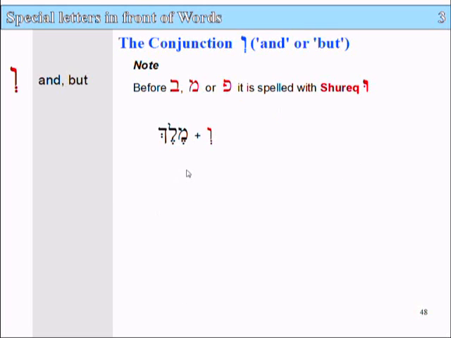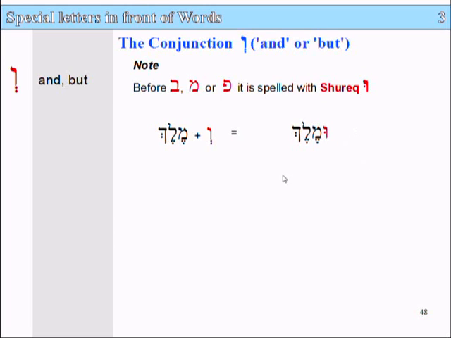So if we have the word for king, Malik, mem lamed final kaf, and we add a vav, we get u-Malik, not ve-Malik. Vav with a dot in it, which is a shurek. So the vav is changing to a vowel sound. That's what the shurek is. It's a vowel. If you remember the vowels, that's one of them, shurek.